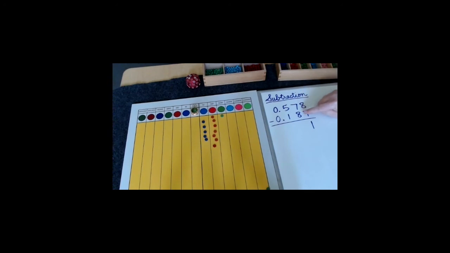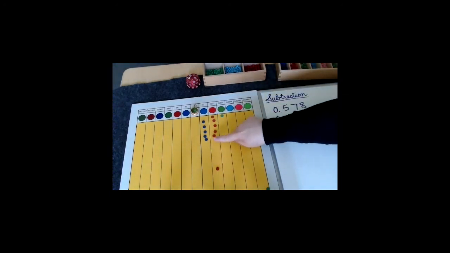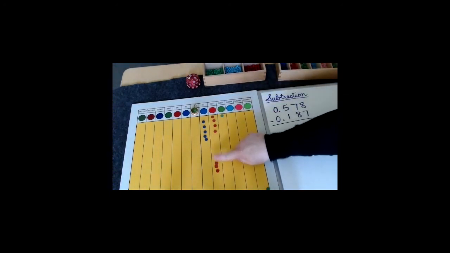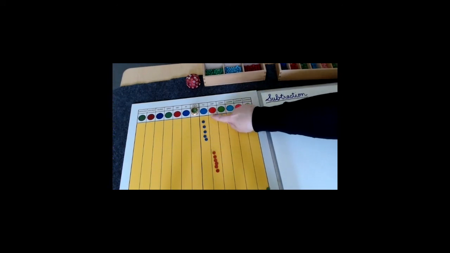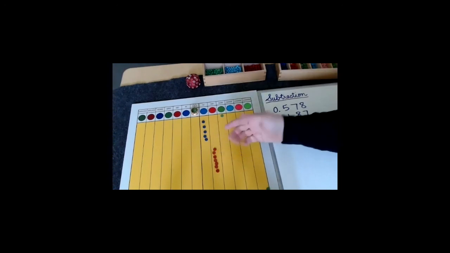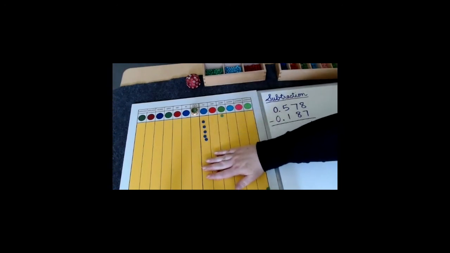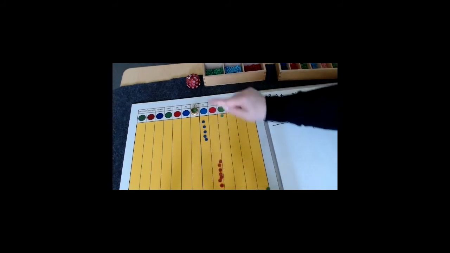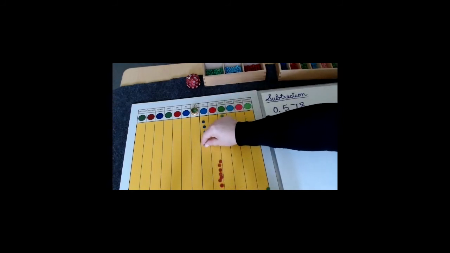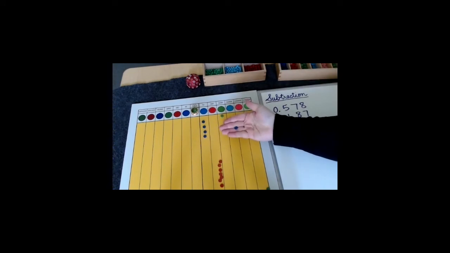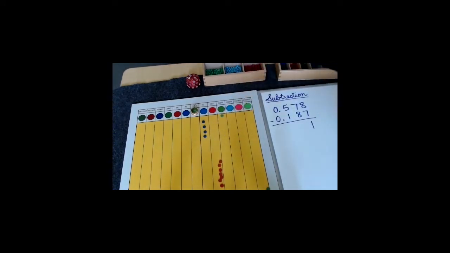Now, in our hundredths, we need to take away 8. So you might already see the problem here, but let's go ahead and see what happens. 1, 2, 3, 4, 5, 6, 7. Well, we can take away 7, but we need to take away 8. So what can we do to get more hundredths so that we can complete the subtraction? Yeah, we're going to take this tenth and we're going to trade it in for 10 hundredths.